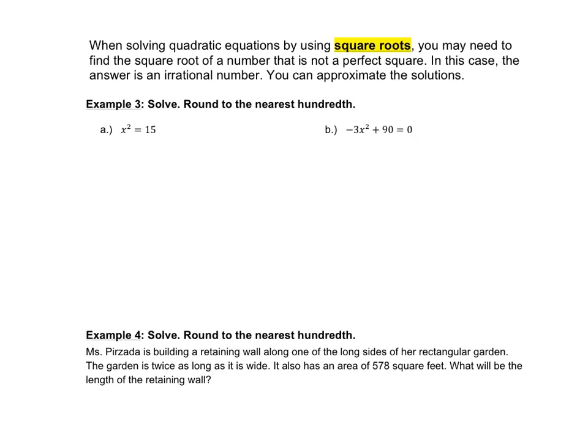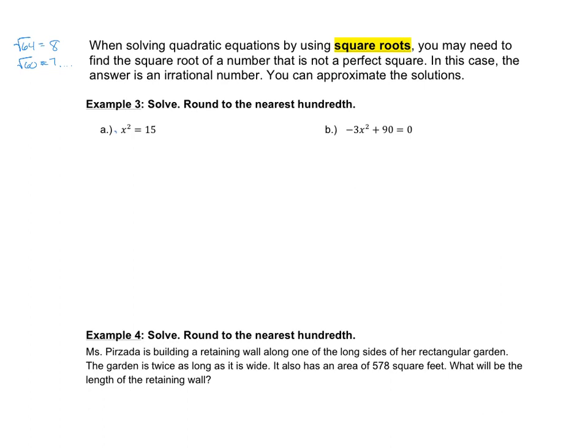Okay, here it says when solving quadratic equations by using square roots, you may need to find the square root of a number that is not a perfect square. So not that list like 1, 4, 9, 16. In this case, the answer is an irrational number. So an irrational number is the square root of a non-perfect square. So square root of 64 is 8. That's rational. But the square root of 60, well, that's going to give you a decimal. It's about 7 point something. And so that makes it an irrational number.